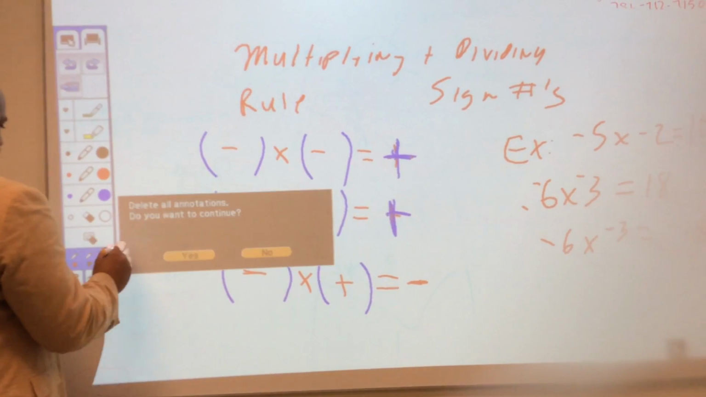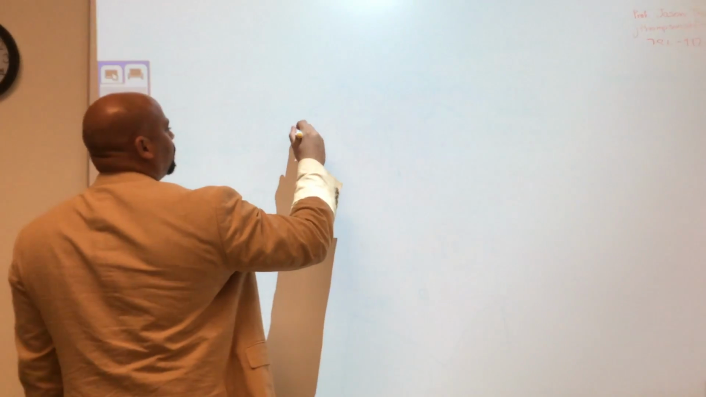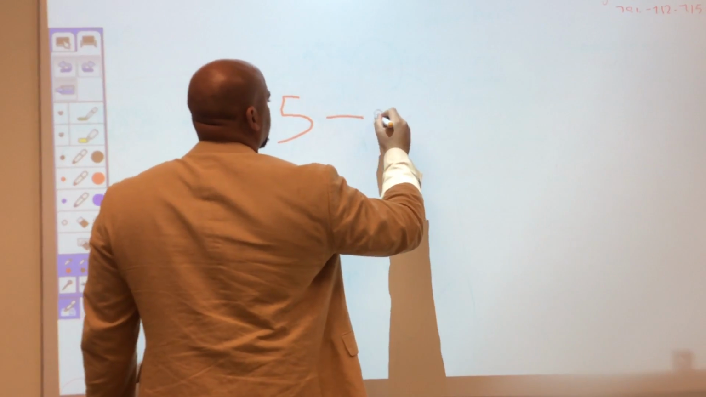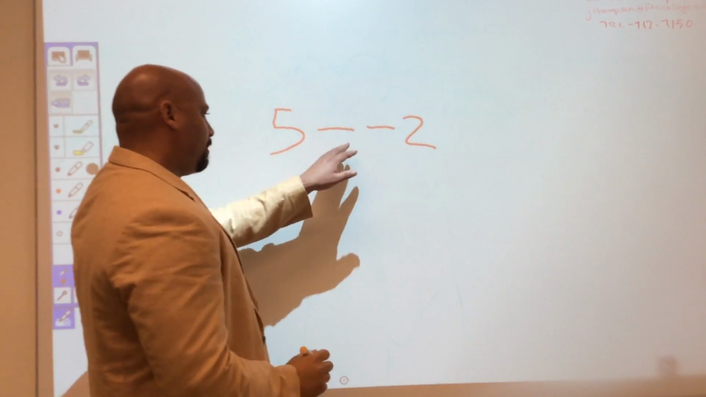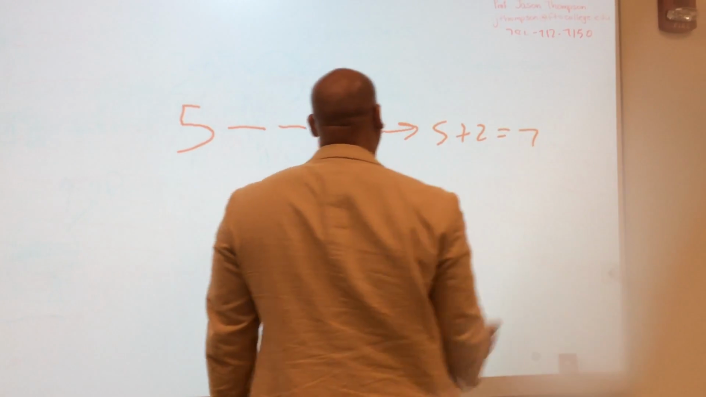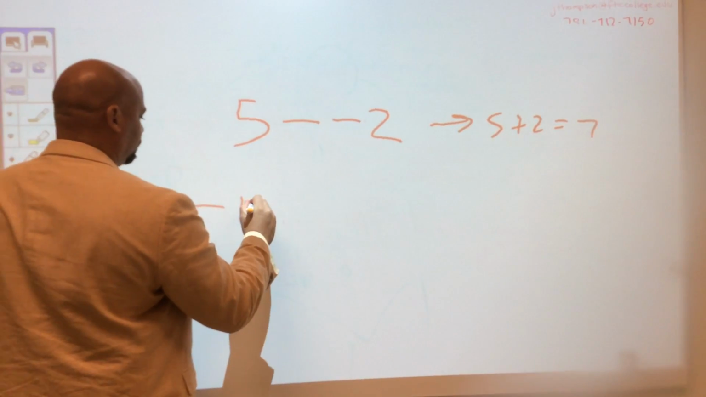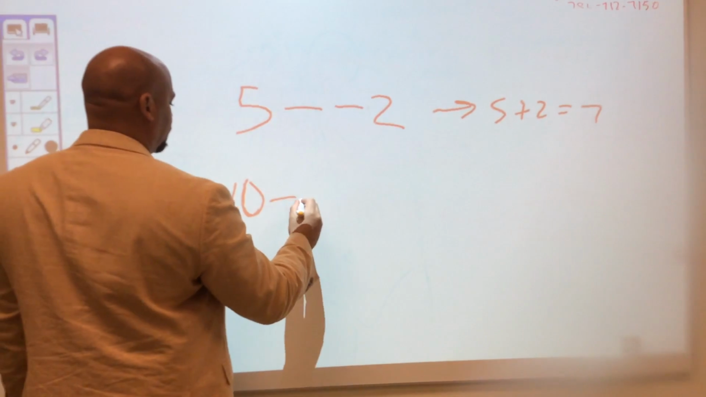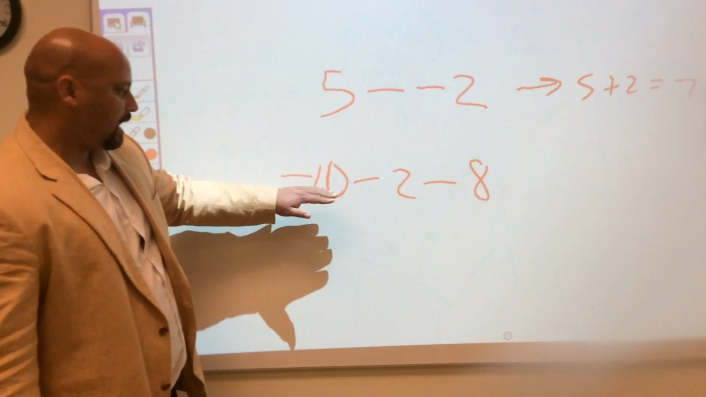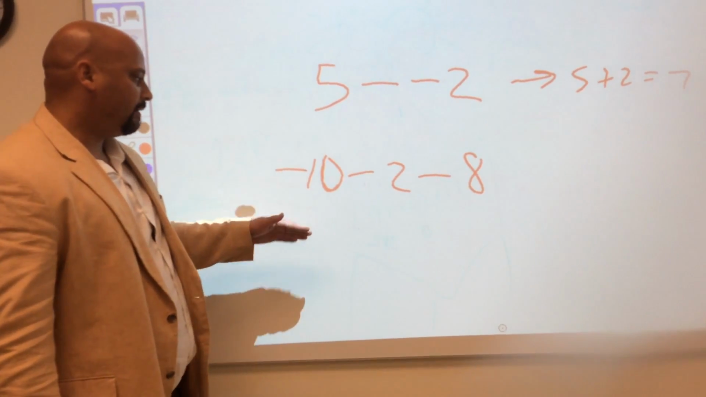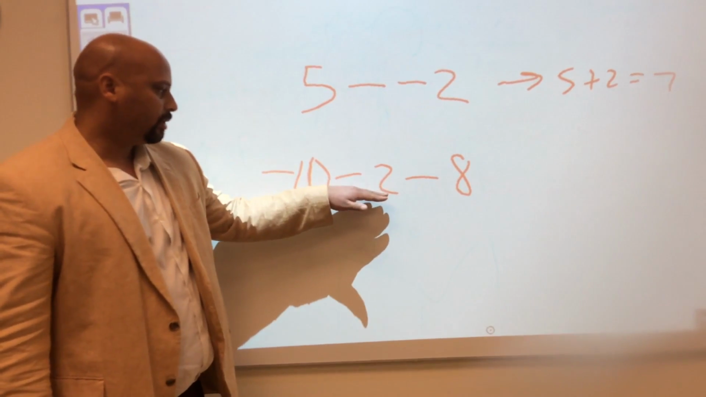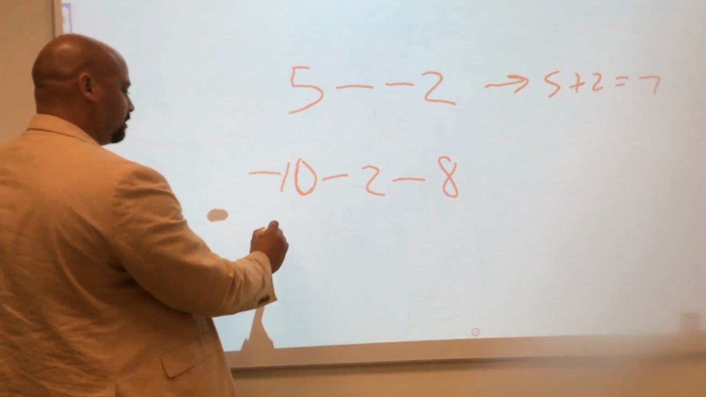Now let's do some examples here real quick. Sometimes I've seen some of you guys have something like 5 minus a negative 2. Well, a negative makes a positive, so it's going to look like 5 plus 2, which is 7, okay? If you have a number here like negative 10 minus 2 minus 8, well, guys, they're all negative. Negative 10, negative 2, negative 8. It's going to make a more negative number. The signs are all the same, so you just add: 10 plus 2 is 12, plus 8 is 20. So the answer is negative 20.